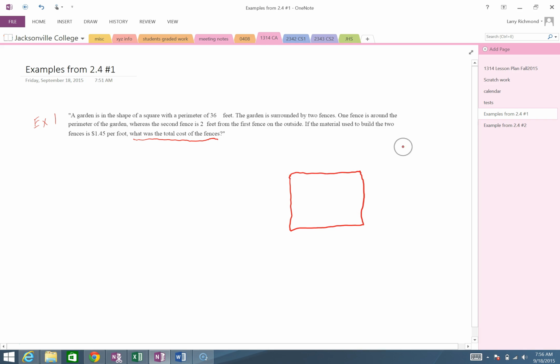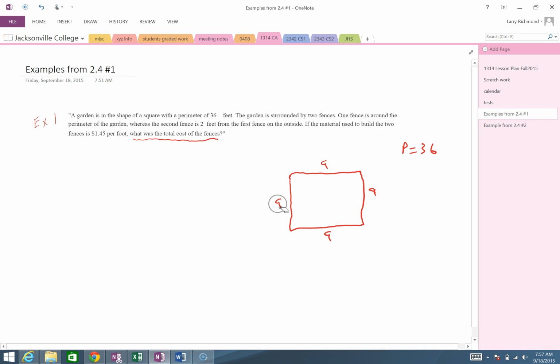Okay. So if the perimeter is 36 feet and it's a square, we know each one of these sides is 36 divided by 4, or 9. Each side must be 9 feet in length. Alright. We have a second fence that is 2 feet from that first one.